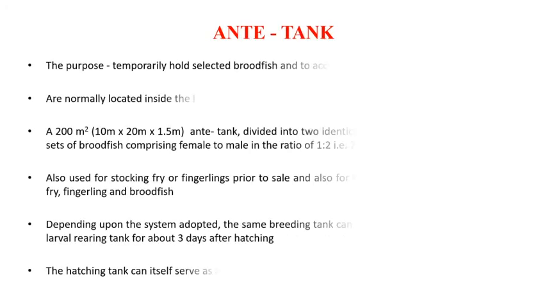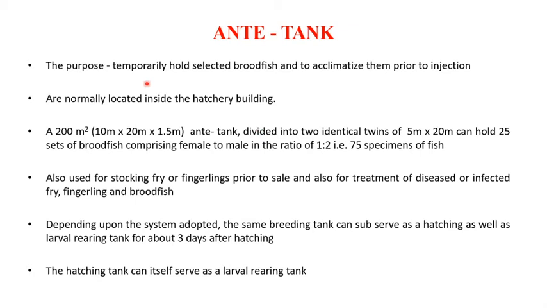So the first tank is the ante-tank. The purpose is to hold temporarily selected brood fish and to acclimatize them prior to injection, and they are normally located inside the hatchery building. A 200 square meter ante-tank divided into two identical tanks of 5 meters by 20 meters can hold 25 sets of brood fish comprising female to male ratio of 1:2, that is 75 specimens of fish. It is also used for stocking fry or fingerlings prior to sale and also for treatment of diseased or infected fry, fingerlings and brood fish.